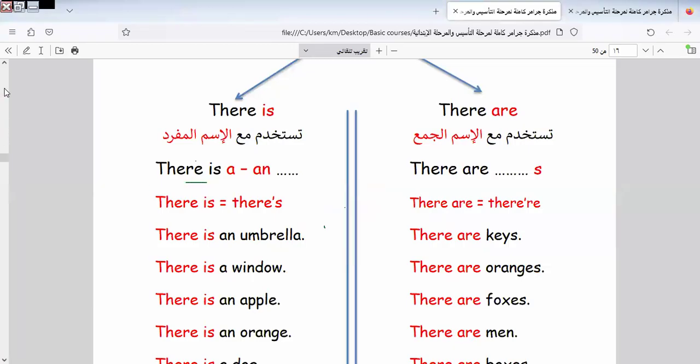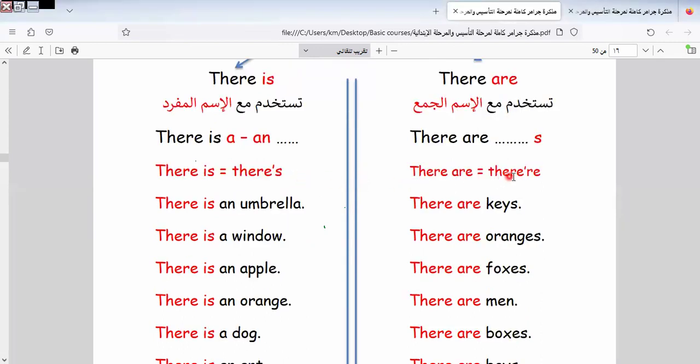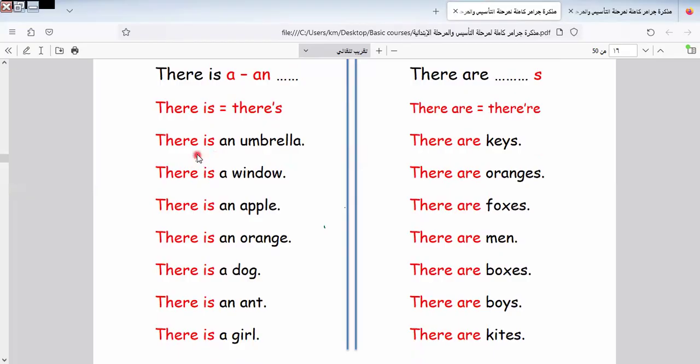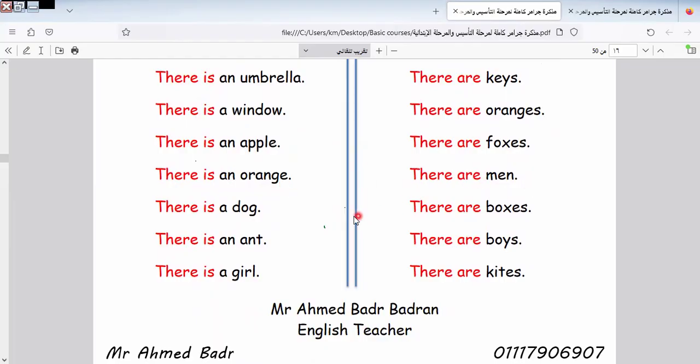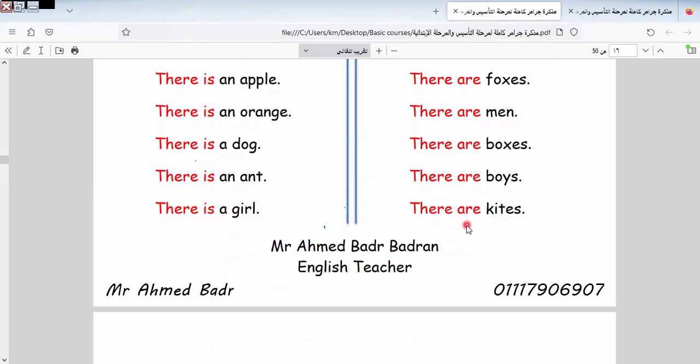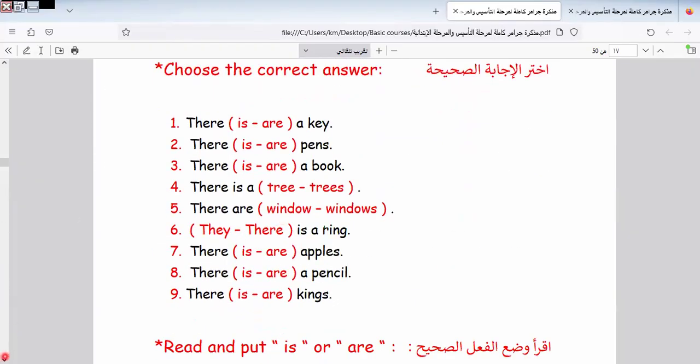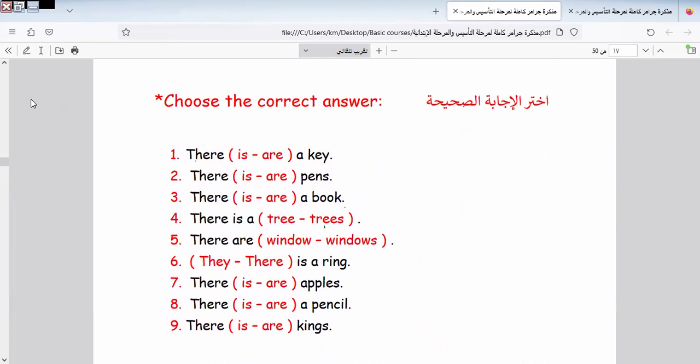Here we have there is a or an. There is can be written in an abbreviation like this. There is or there are written like this is called abbreviation. We have: there is an umbrella, there are keys. There is a window, there are apples. There is an apple, there are foxes. There is an orange, there are men. There is a dog, there are books. There is an ant, there are boys. There is a girl, there are kites. Okay, let's do the practice for this exercise.